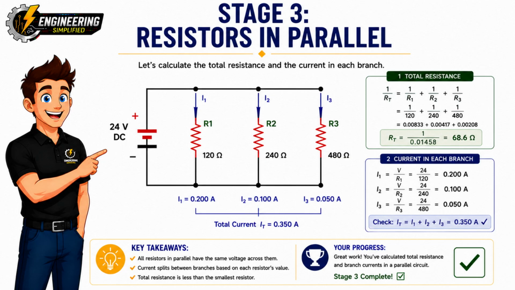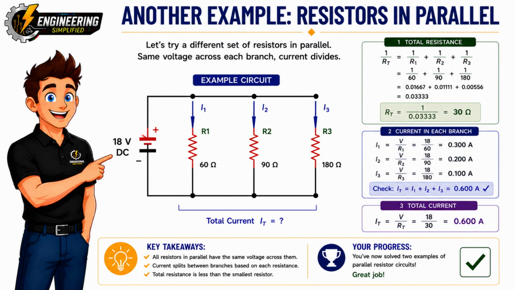Let's work through one more parallel circuit to reinforce the method. This time, the resistor values and supply voltage are different, but the process is exactly the same. The first thing to remember is that every branch has the full supply voltage across it. Since the supply is 18 volts, each of these three resistors also has 18 volts across it.